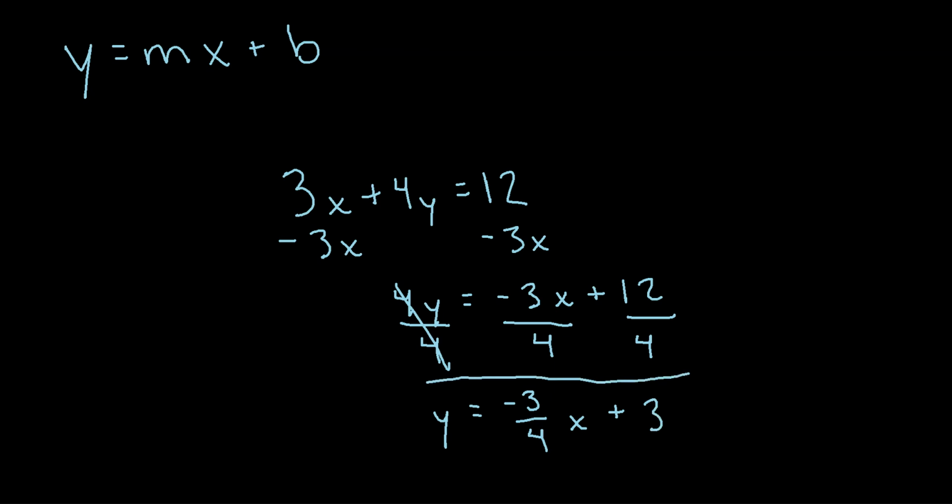So here is our final equation. Is this a linear equation? It looks like yes, because it matches the form y equals mx plus b, where m is negative 3/4 and b is 3. So we'll go ahead and write linear for this equation.